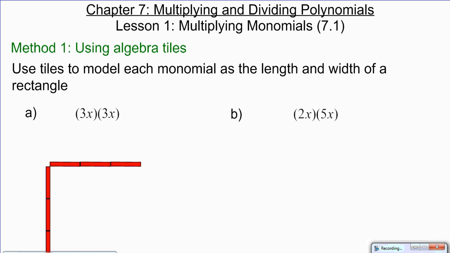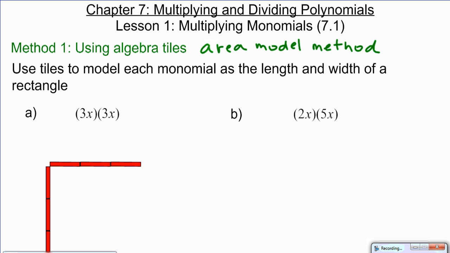So in order to multiply, sometimes we want to use algebra tiles, and we want to use the area model method, okay? So what that means is we're thinking of two monomials that are being multiplied as the length and width of a rectangle, and we're looking for the area.